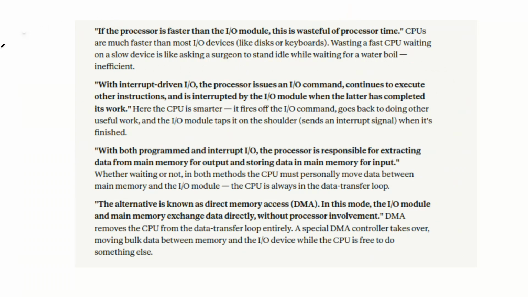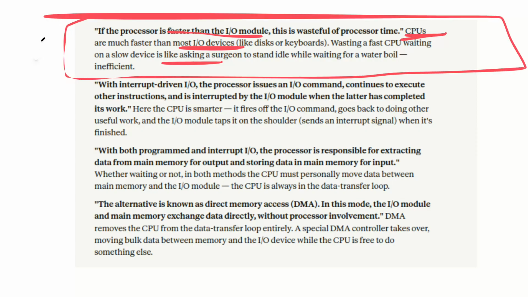We know the processor is faster than the IO module. So this is wasteful for processor time, because CPUs are much faster than most IO devices, and IO operations happen very slowly. So the CPU has to wait a lot of time for the slow device to finish its work, right? This wastes the processor's time. That is what happens in programmed IO: the processor's time is wasted.